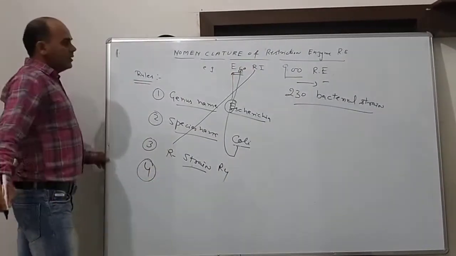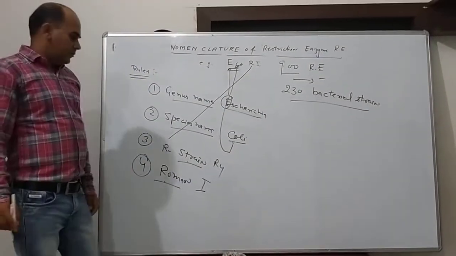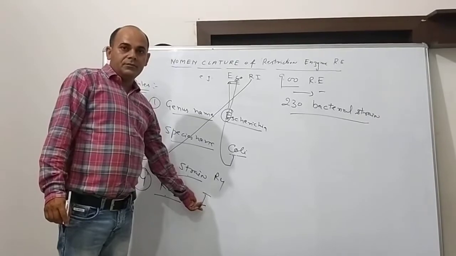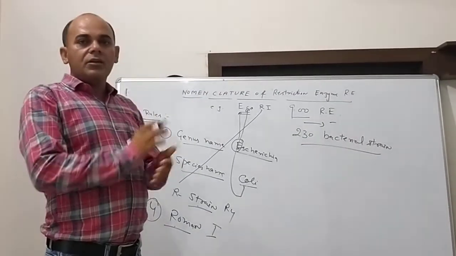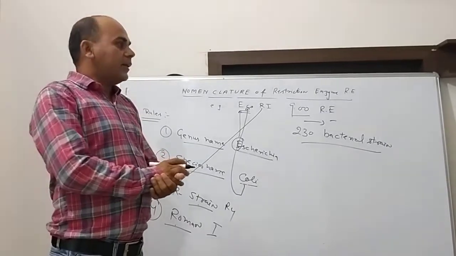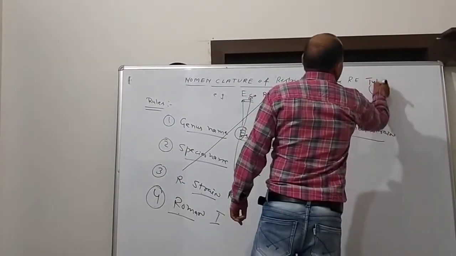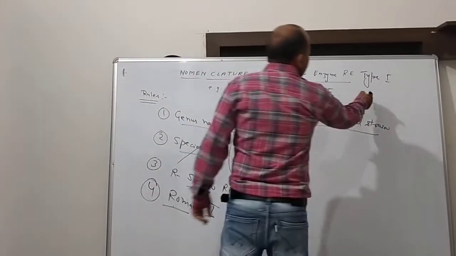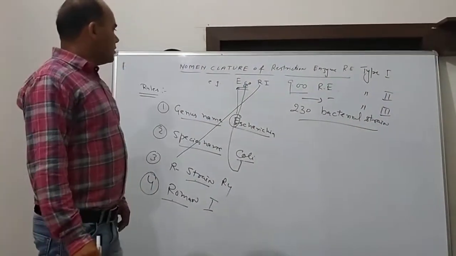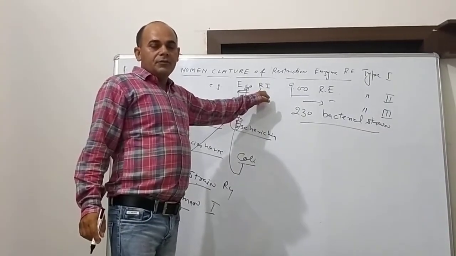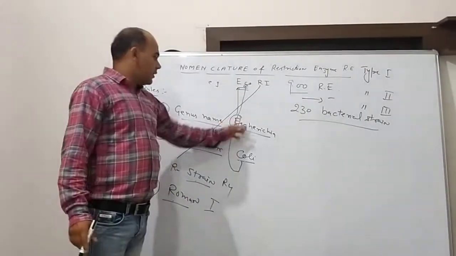The fourth rule is in Roman numerals. The figure given here is I, called first. This Roman numeral indicates the order of discovery of the RE, whether it is the first order, second or third. In biotechnology, there are three types of RE discovered: Type I, the first order, Type II, written in Roman, and Type III, the third order. So it means it is the first enzyme discovered, extracted from the bacterial cell called Escherichia coli.